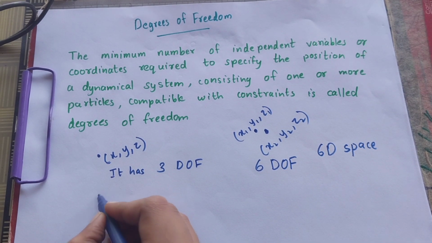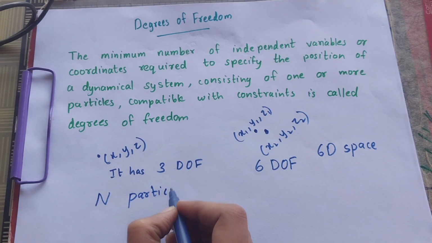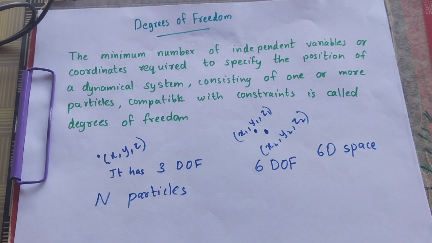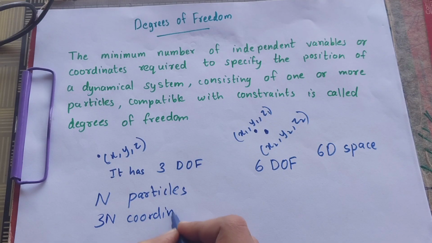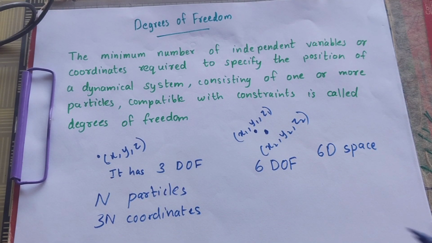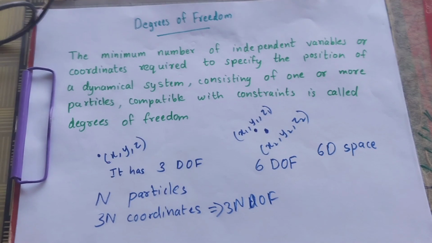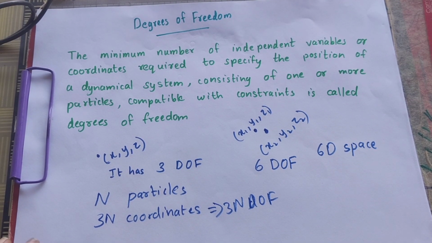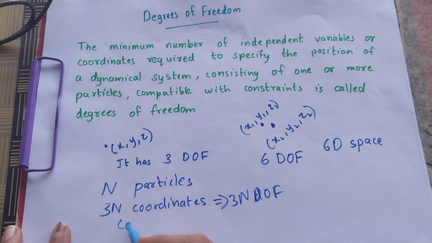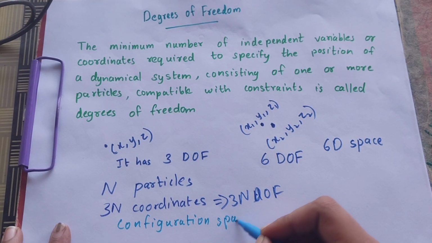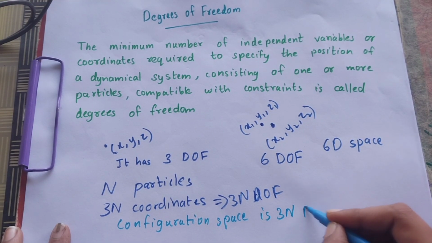Now consider there are n particles. For each particle we need 3 coordinates to specify its position. Now for n particles, how many coordinates do we need? 3n coordinates are required. So there are 3n degrees of freedom. So here the configuration space is actually 3n dimensional.